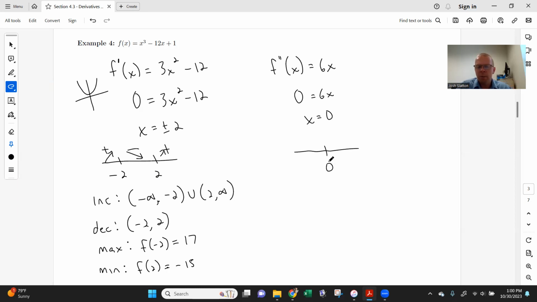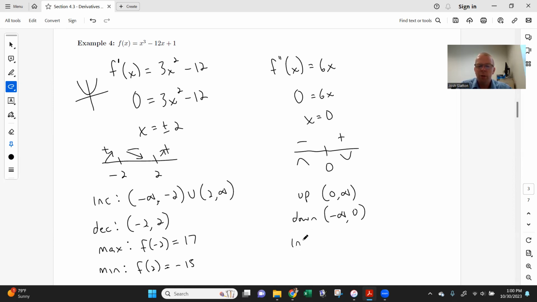And you can test points or look at the graph. Test the negative number, plug in a negative number, f of -1. We obviously get a negative. F of 1, obviously get a positive. So we are going to be concave down, concave up. So concave up from 0 to infinity, concave down from -infinity to 0.